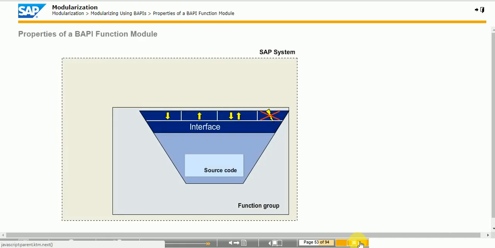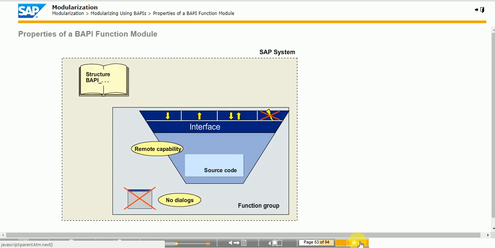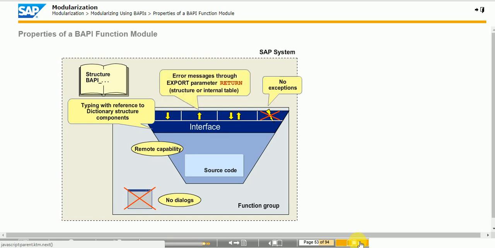Function modules for BAPIs must fulfill the following technical requirements: naming convention, BAPI, business object name, method name, remote enabled, no user dialogues or messages. Name prefix for BAPI structures: BAPI. Interface parameters are typed with components of structures from the ABAP Dictionary created for this BAPI. No changing parameters until release 4.6. Raise no exceptions. Errors are reported to the user through the special export parameter RETURN.